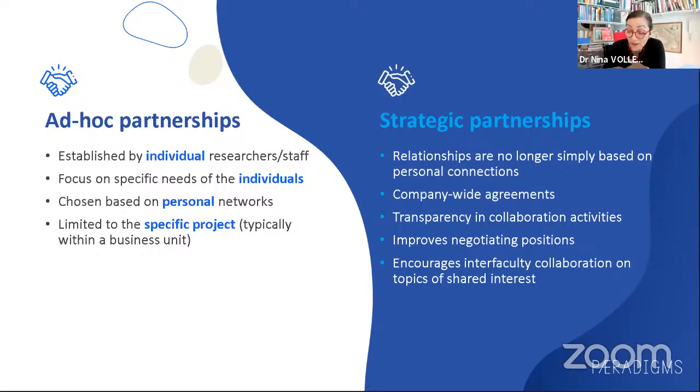So this creates transparency in the collaboration activities. It also improves the negotiation position. It accelerates the deployment of projects, and really, inside the higher education institutions, encourages interfaculty collaboration on topics of shared interest. We must not forget that universities are what some social scientists call loosely coupled systems. They are generally not managed really top down. The single institutes or faculties or departments are highly independent, and it's really important to take that into account.